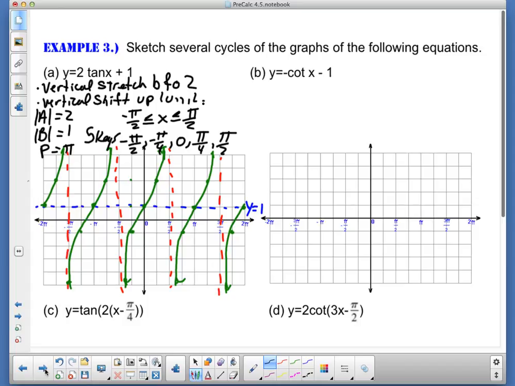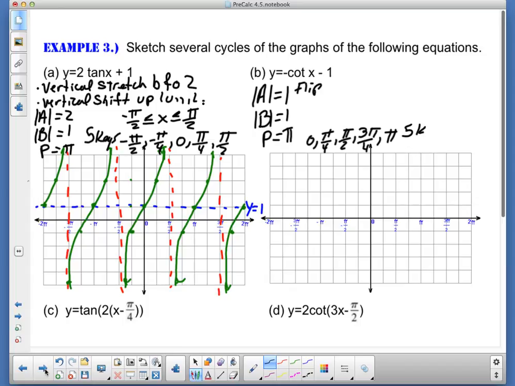Okay. Now, cotangent. This is a negative cotangent. Because of the negative, it's going to look like a tangent. So I'm looking at A, absolute value of A is 1. I'm going to flip it. Absolute value of B is 1, so my period is still pi. It's pi over B. So dividing up by 4, I've got 0, pi over 4, pi over 2, 3 pi over 4, and pi as my 5 key values. Now I'll just call them the 5 keys and make it short here.